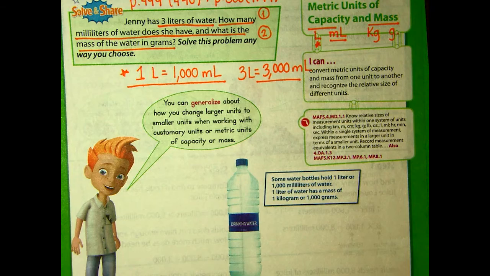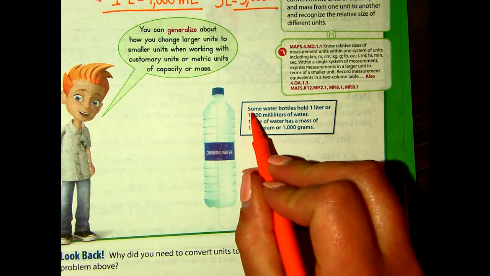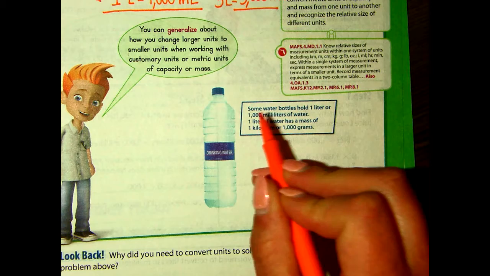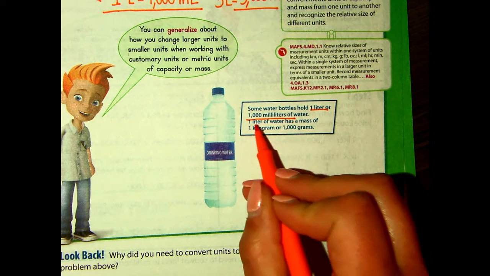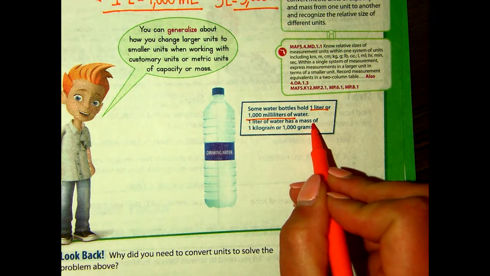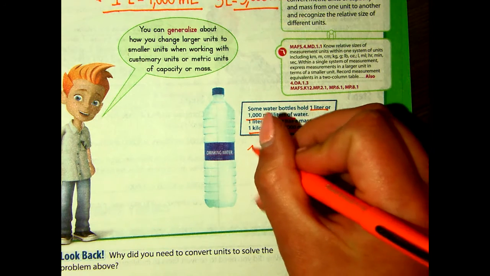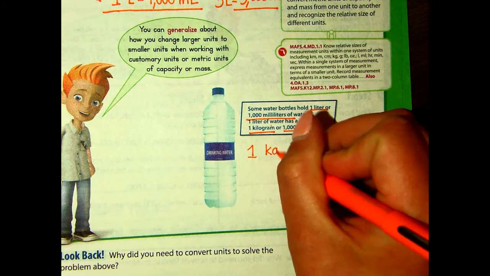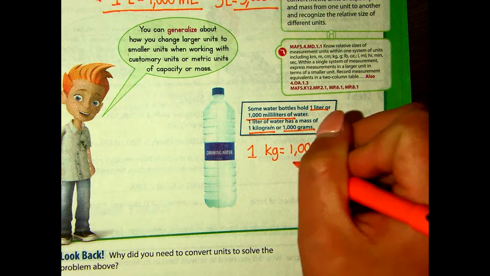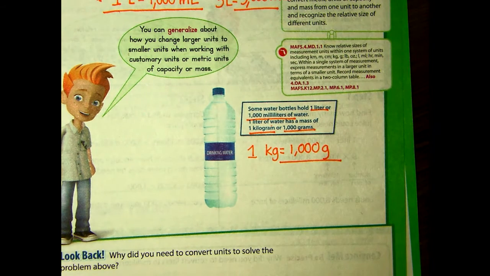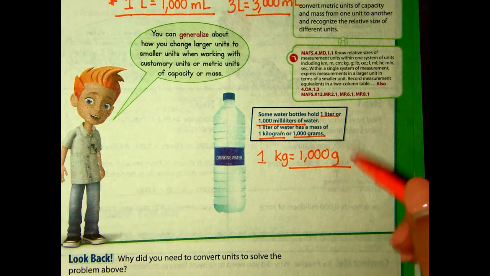Well, look down here. I see a water bottle. Some water bottles hold 1 liter or 1,000 milliliters, so they reminded us of that conversion. 1 liter of water has a mass of 1 kilogram or 1,000 grams. So again, this part, 1 kilogram is equal to 1,000 grams. That's the conversion that we need to know, and if we don't know it, which we really shouldn't have memorized yet, it's on our reference sheet.